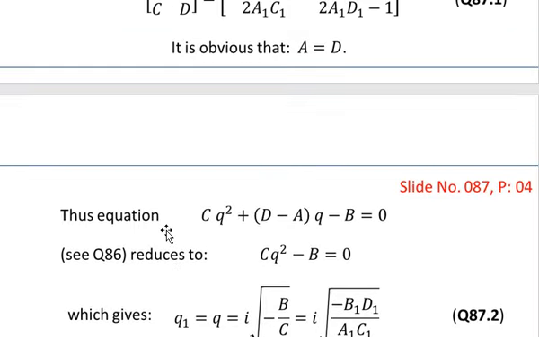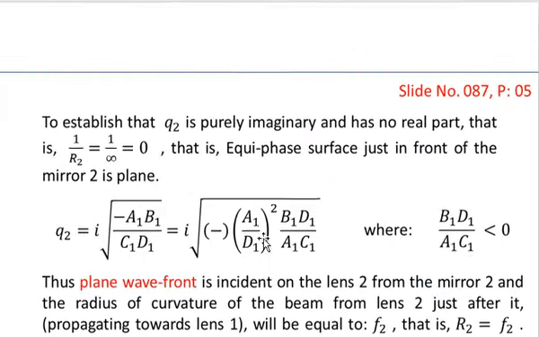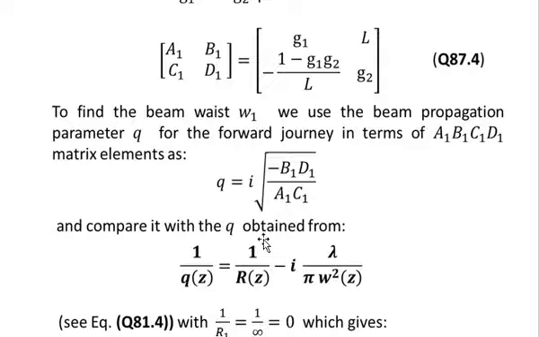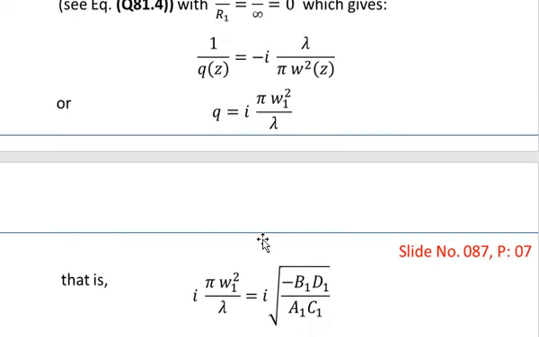Now you see that we have encountered the equation CQ square plus (D minus A) multiplied by Q minus B is equal to 0. This is the matrix we have already discussed in slide number 86. And this matrix, if possible, I would like to explain right now.